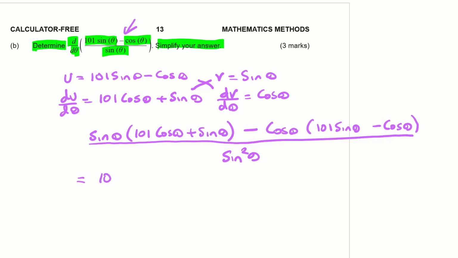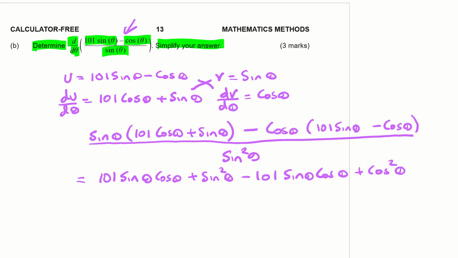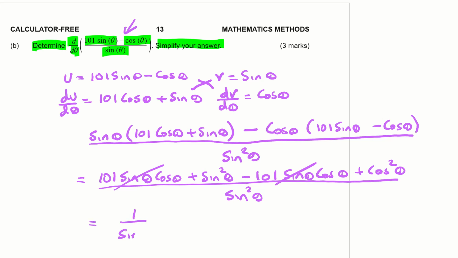So that's going to be 101 sine theta cos theta plus sine squared theta, take away (101 sine theta cos theta plus cos squared theta), all over sine squared theta, and we can see that that and that are going to go. Sine squared plus cos squared is 1, so it's going to be 1 over sine squared theta.